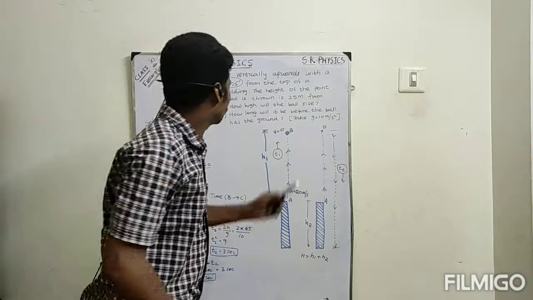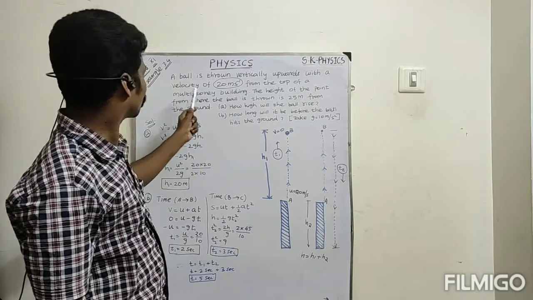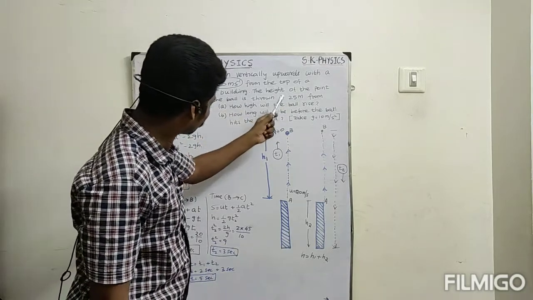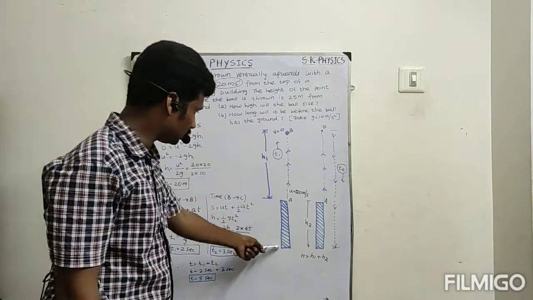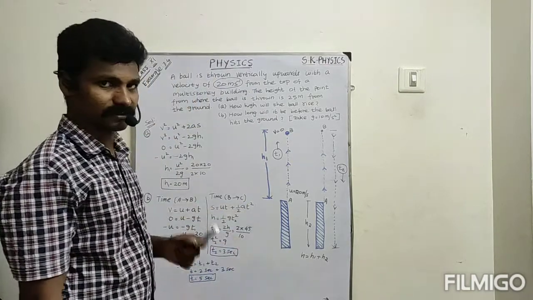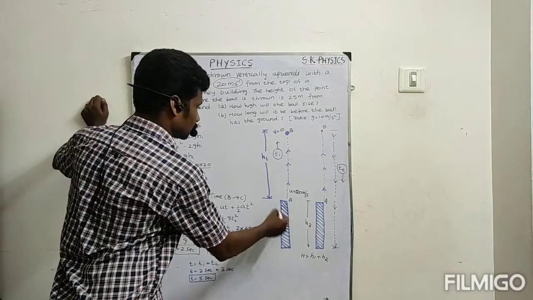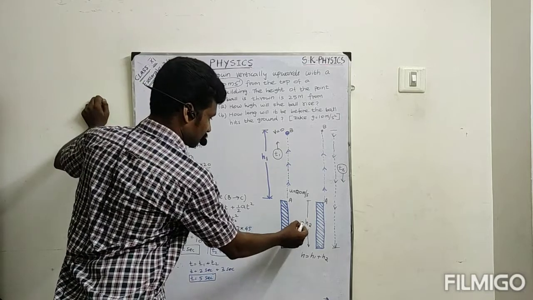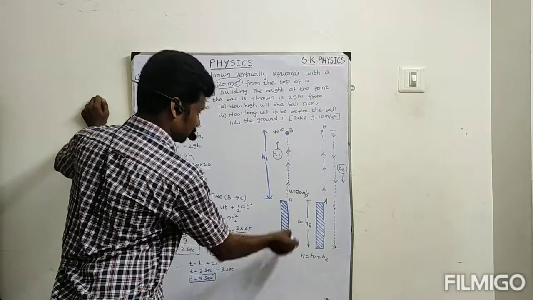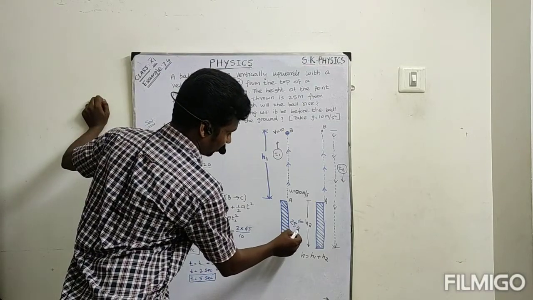Then the height of the point from where the ball is thrown is 25 meter from the ground. So the height of the building is given. That is the meaning. So that is taken as h2, height of the building. So the building height is given, that is 25 meter.